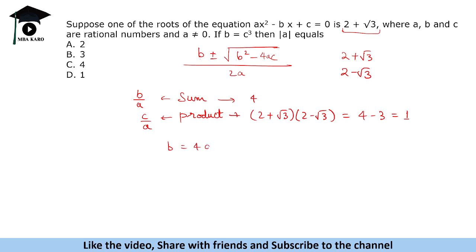So we can say b is equal to 4a, and c upon a is equal to 1. So c equal to a. Now we are given that b is equal to c cube. So if we cube this, we get that 4a is equal to a cube. So this gives a square is equal to 4. So a will be equal to plus minus 2. That is why mod a will be 2. So that is the answer to this question.